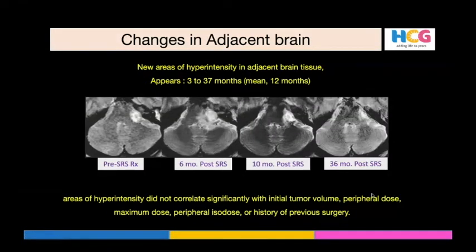Now, we also need to keep in mind that some changes happen in the adjacent areas as well. There could be a hyperintensity situated right there, but this again did not correlate significantly with the initial tumor volume, the peripheral dose, the maximal dose, or the history of previous surgery.